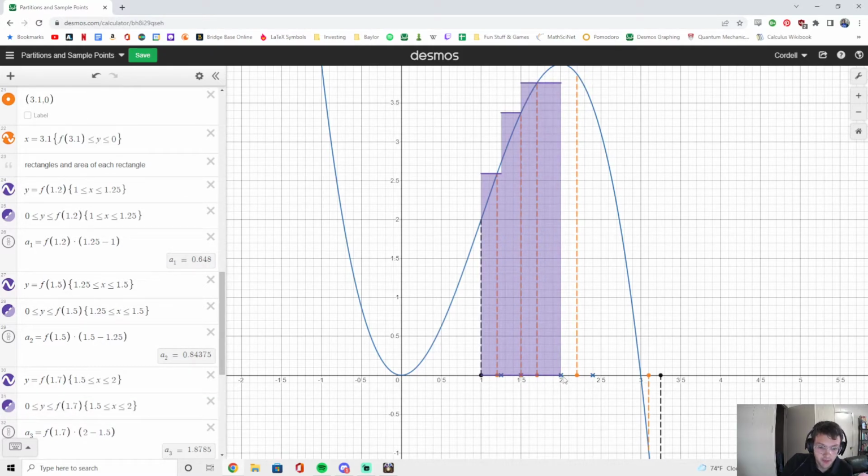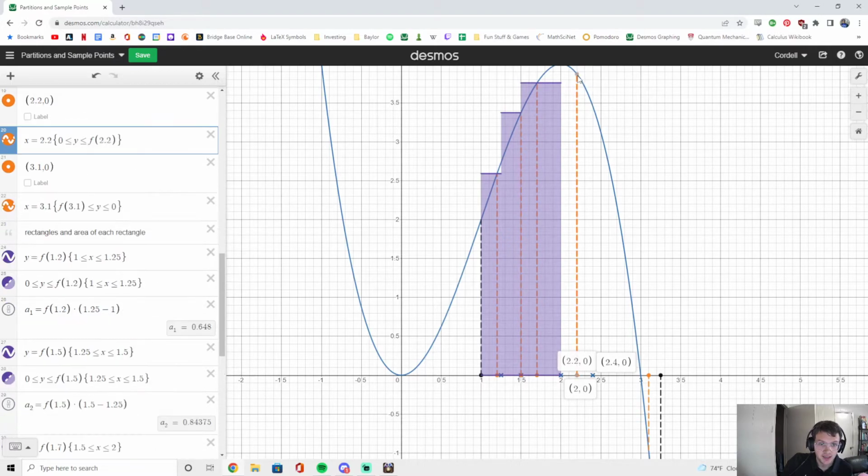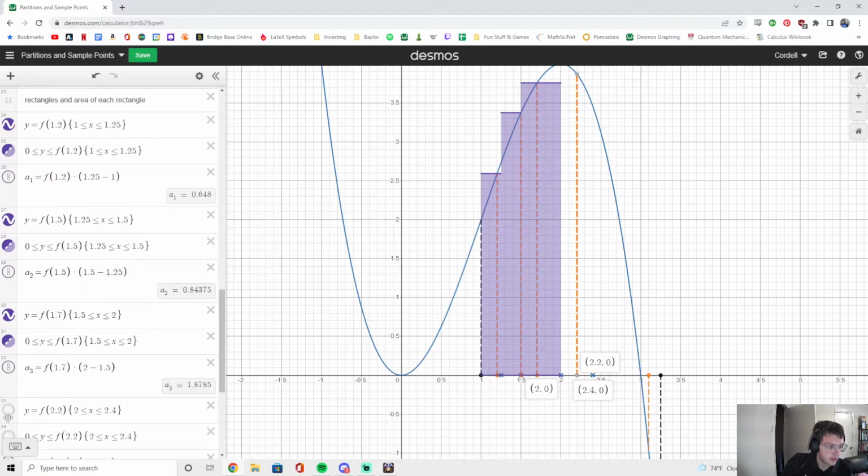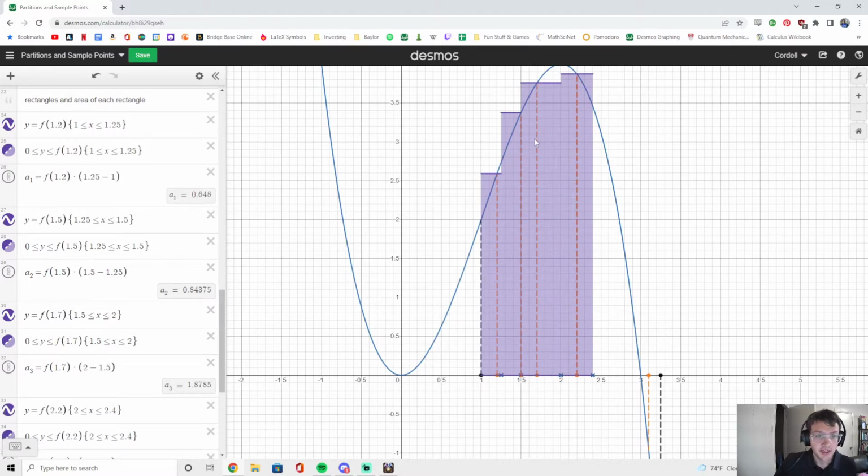Our next partition is from 2 to, sorry, 2 to 2.4. We chose 2.2 as our sample point. So we're going to draw a rectangle whose base length is 0.4, so from 2 to 2.4, and whose height is this value here, f of 2.2, f of our sample point. And that looks something like this. Okay, so we're just drawing these rectangles.